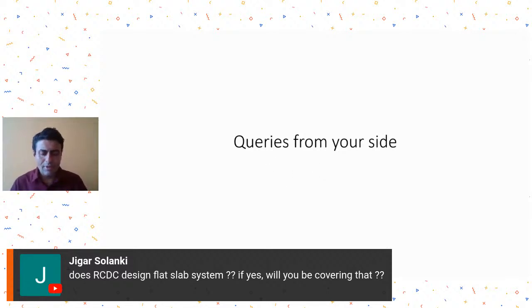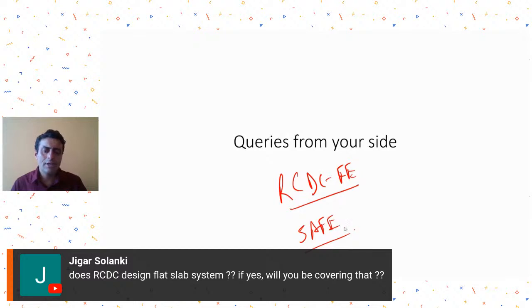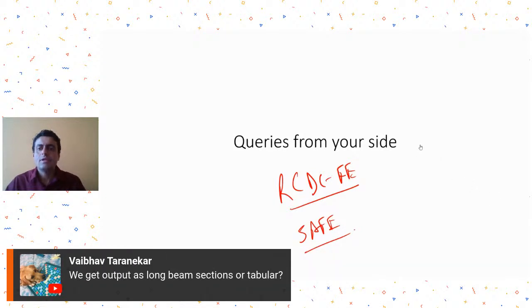But if you wish to do flat slabs, SAFE is much better than any other software. SAFE is the best. If you want to do a flat slab system, I would not recommend you to use RCDC. Just go to SAFE. Then Mr. Weber is asking whether we will get output as beam sections or tabular. We get them both ways. We will get the L section and cross sections at three locations, that is the midpoint and the ends, and we will also get the results in tabular form.